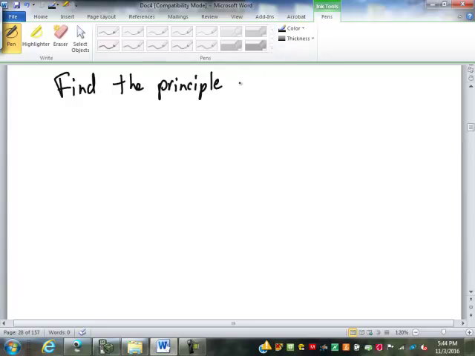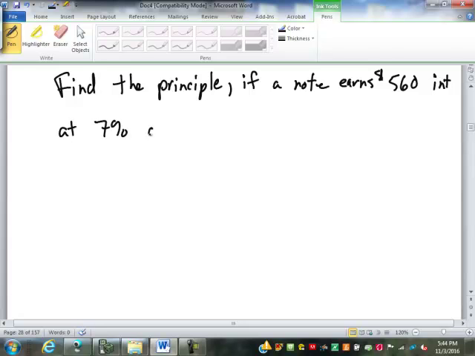Find the principal if a note earns $560 in interest at 7% over 4 years. Try that one in your notes.